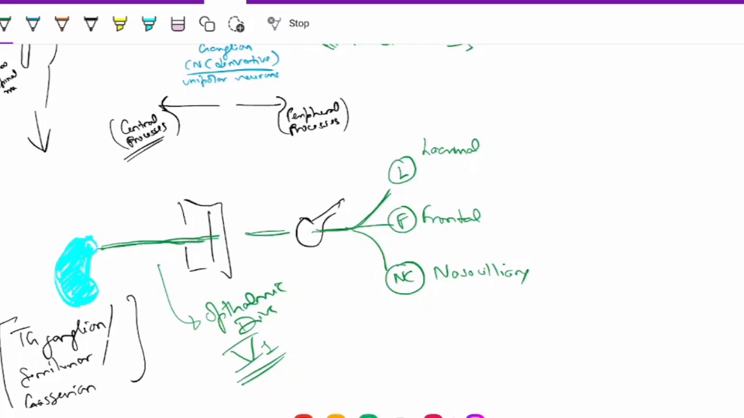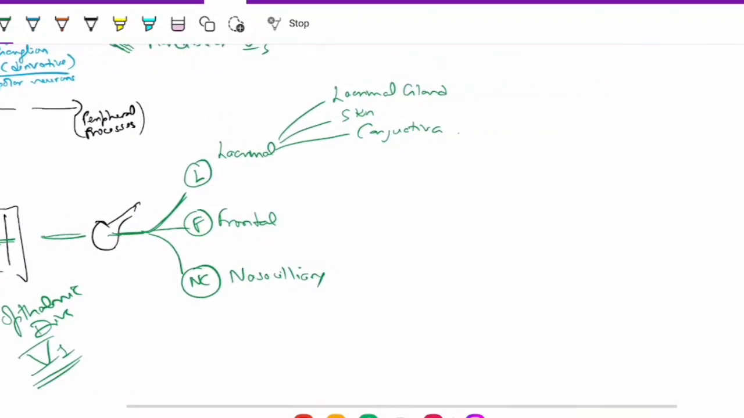As the name is very suggestive, it will supply the lacrimal gland. Also it will supply skin over there, and also it will supply the conjunctiva.